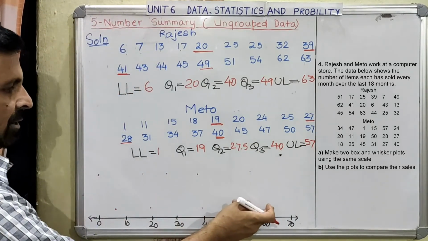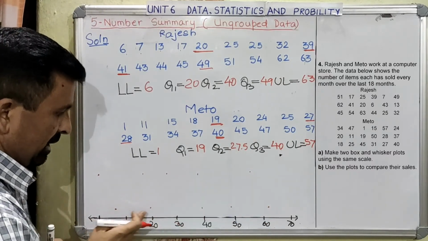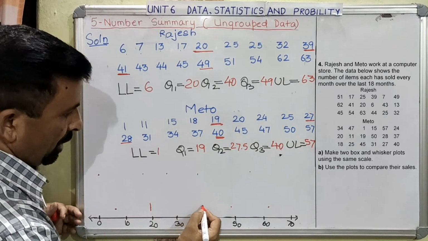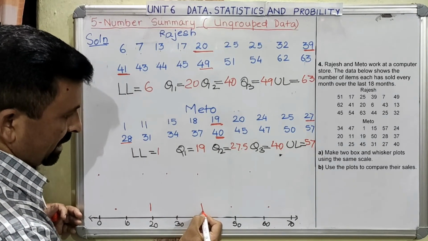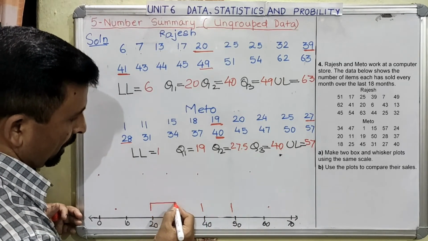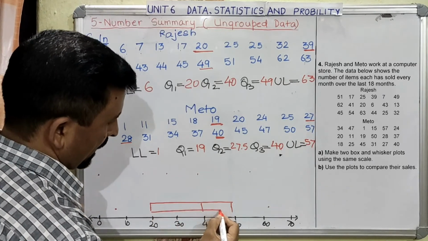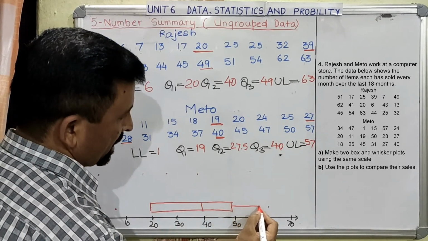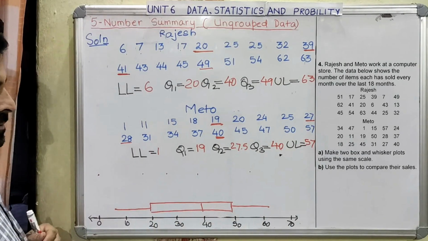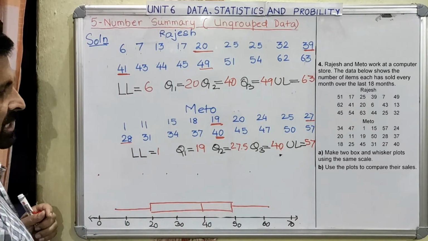So this will give you one box plot. This will give you another box plot. So first of all, for this one, you can have the 3 boxes. You can take the 3 center points and complete the box. And then lastly, you can join it with this point and then with this point. So this way, this is the box plot for your first set of data. This is for Rajesh, right?